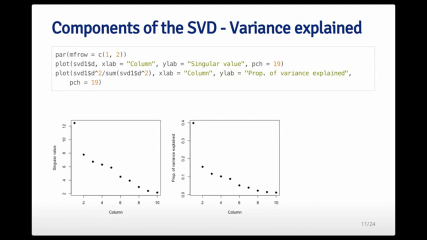You can see that the first singular value, if you recall, captures the shift in the mean between the rows and the columns. That captures about 40% of the variation in your data, right? So almost half of the variation in the data is explained by a single singular value, or you can think of it as a single dimension. And then the remaining variation in the data is explained by the other components.